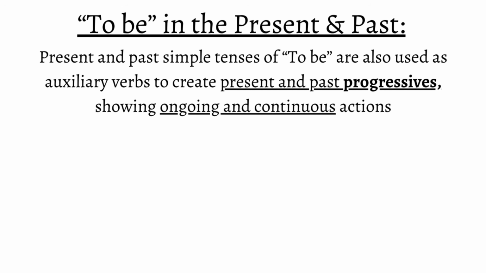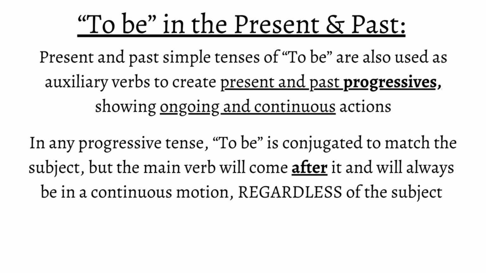the present and past progressives which show ongoing and continuous actions. Even though it's another topic for the next video, mentioning it will not hurt anybody. In any progressive tense, to be is still conjugated to match the subject, but the main verb of the sentence will come after a conjugated to be and will always be in a continuous motion, regardless of the subject.